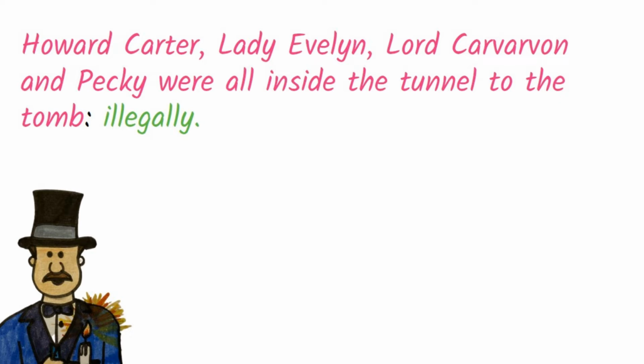Howard Carter, Lady Evelyn, Lord Carnarvon and Pecky were all inside the tunnel to the tomb: illegally. Here the colon separates the main clause from the extra explanation. In green, it explains that the four adults were in the tunnel when they shouldn't have been.